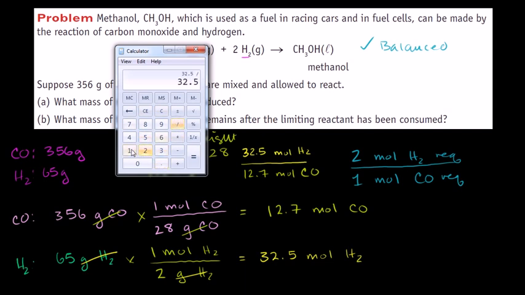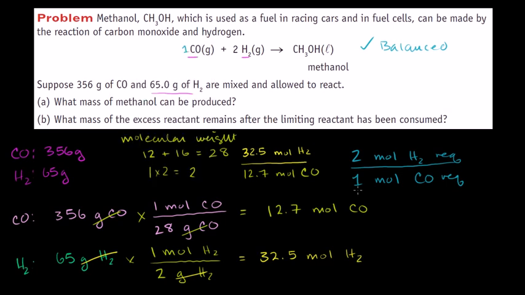32.5 divided by 12.7. Let me do it with the keyboard. 32.5 divided by 12.7. That's a lot better. It's 2.56. So if I just rewrite this, I should have written it here to begin with.